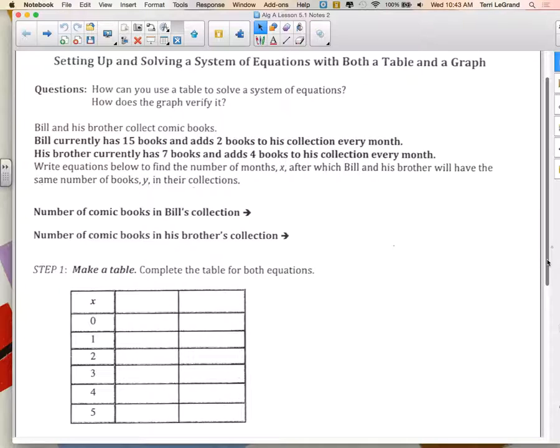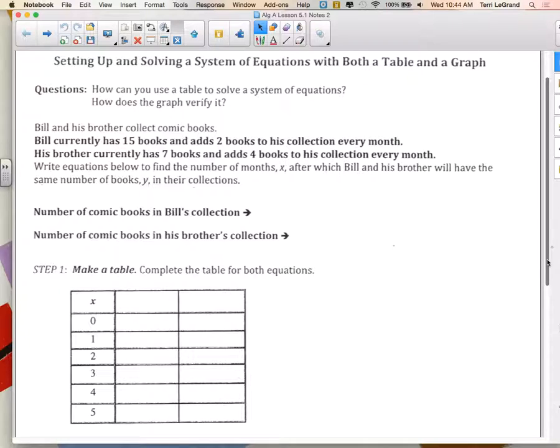Okay? So, questions. How can you use a table to solve a system of equations, and how does the graph verify it? Well, we're going to use a table in the sense that we're going to write an equation first of all, and then we're going to fill out a table. We're going to get some ordered pairs. Instead of graphing from slope-intercept form, we're going to review how to graph using a table.